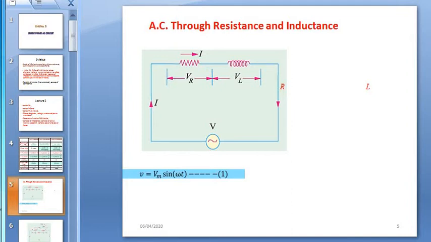Consider an AC circuit with a resistance and an inductance of L Henry. Both of them are connected in series as shown in this figure, and the alternating voltage of magnitude V equal to Vm sine omega t is applied to this series combination. The current flowing in the circuit is I. The voltage dropped across this resistance will be VR. The voltage drop across this inductor will be VL.